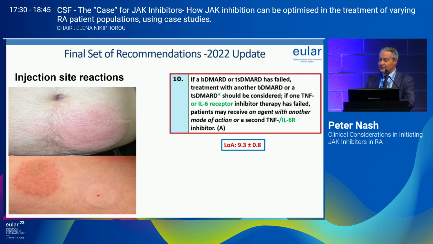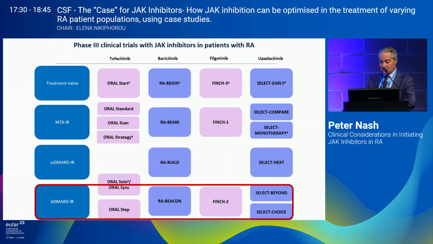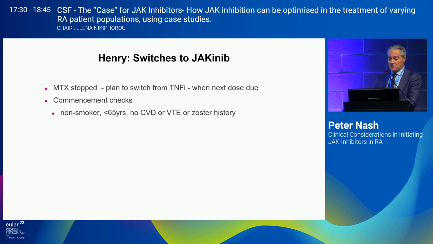Well, again, pretty much an evidence-free zone, but you can switch within class, and most people might do that once if you're a secondary failure, not a primary failure, but they can also switch to other mechanisms like IL-6 inhibition, and they've opened the door for you to switch to a targeted synthetic if you think it's appropriate for that patient. And there's the B-DMARD inadequate responder trials. Again, you have excellent evidence across the JAK class of efficacy in a B-DMARD inadequate responder population. So what did we do? He switched. He was keen to stop methotrexate, stopped because of injection site reactions.